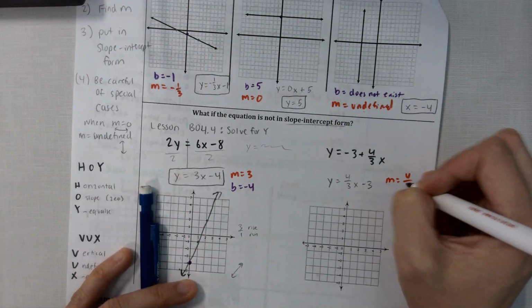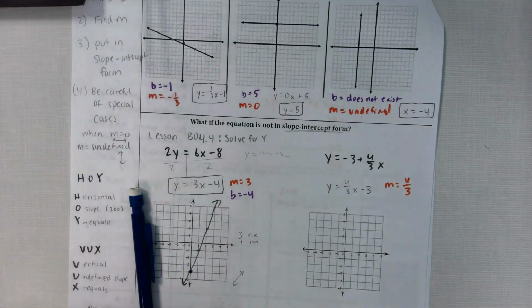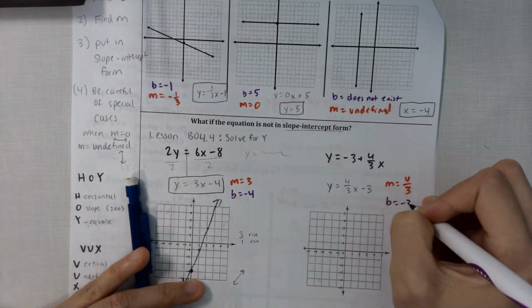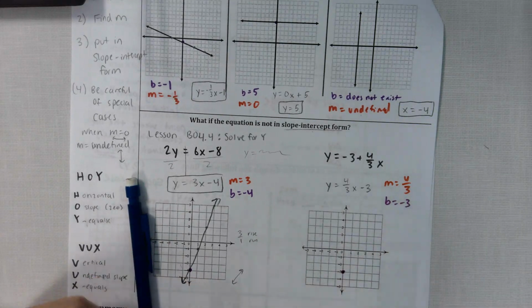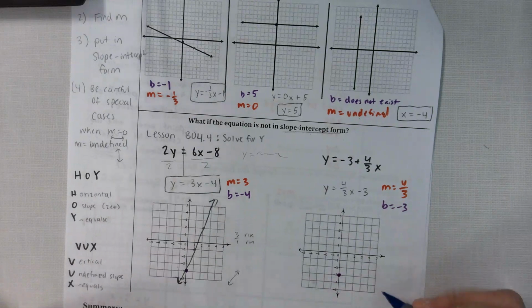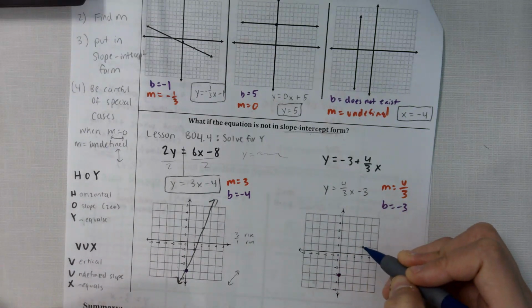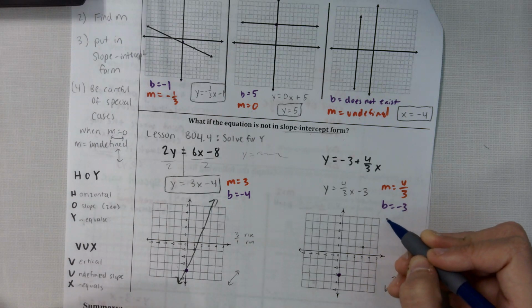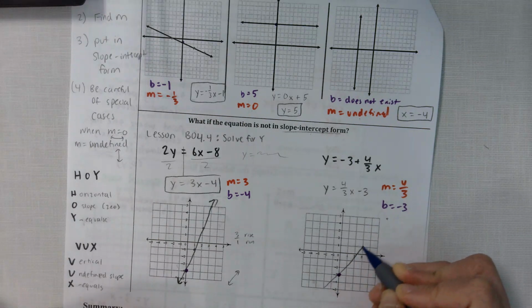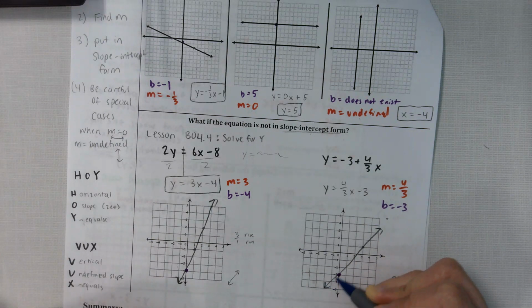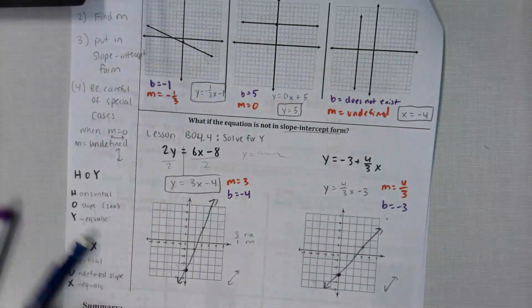M equals 4 over 3. B equals negative 3, and now I can graph negative 3. We know we have a positive slope, so it should look like that. We have rise 4, run 3, rise 4, run 3. We're going to connect those dots, add those arrows, and we have our beautiful line.